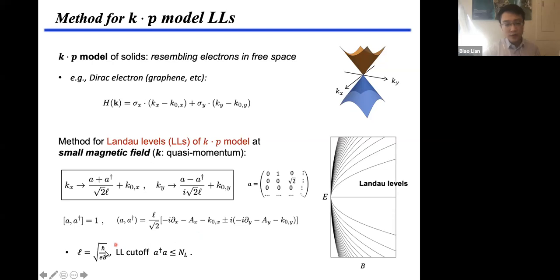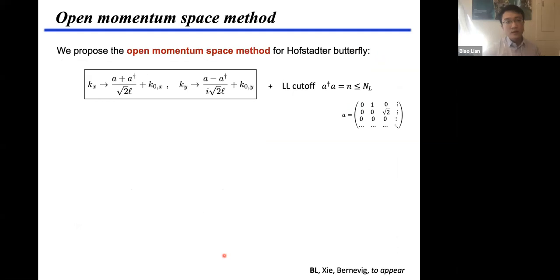So in actual calculations, what we usually do is to put a Landau level cutoff. Basically, the Landau level number has an upper bound in L, which is up to choice. Basically, the method we proposed actually also applies for calculating the Hofstadter butterfly.